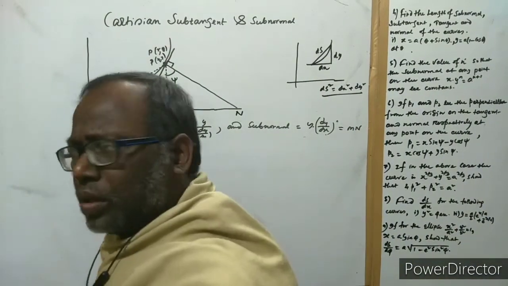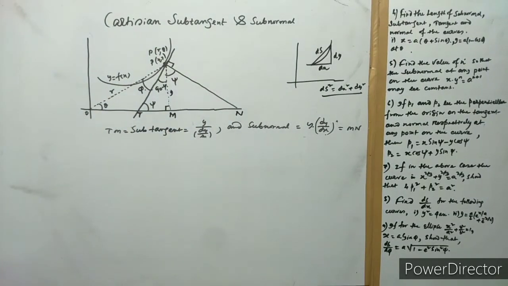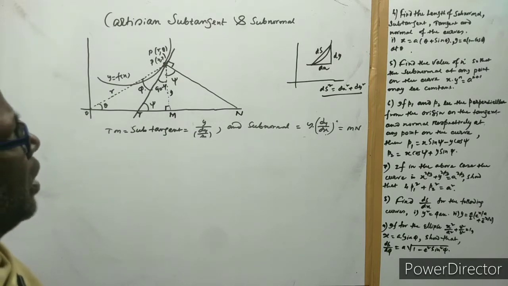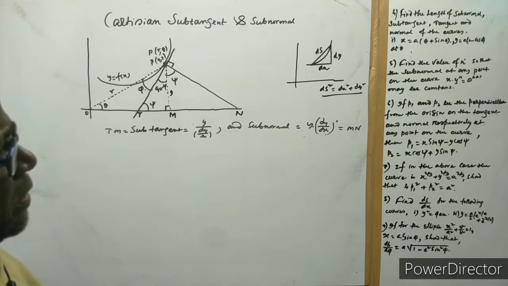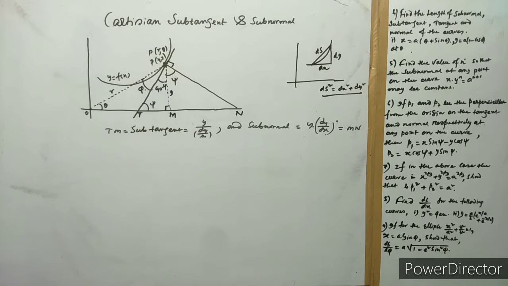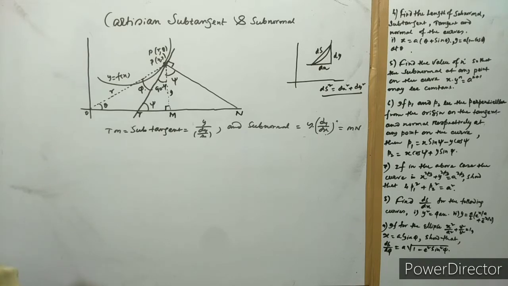Here is the 4 to 9 problem in my first video on the chapter of Subnormal, Subtangent. There were 3 problems. The first problem: find the length of the subnormal, subtangent, tangent and normal of the curve x equals a theta plus sine theta.